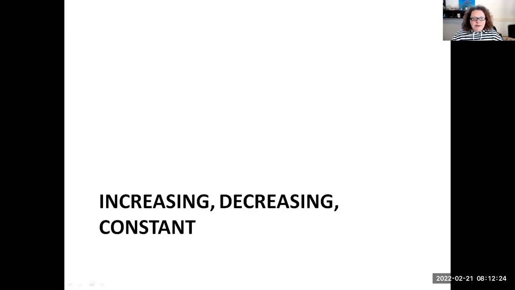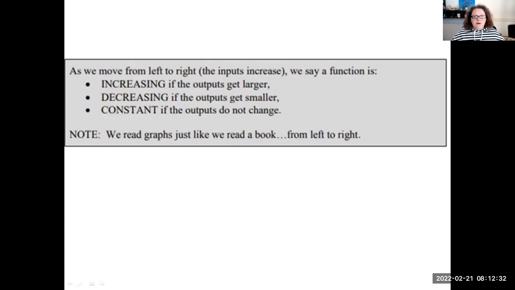Okay, let's cover increasing, decreasing, and constant. As we move from left to right, if you're looking at a graph with the X and Y coordinates, or Cartesian coordinate plane, the inputs increase. So your X's are going from negatives to positives. So they're increasing. If we're going from left to right, the X values are increasing, the inputs are increasing.